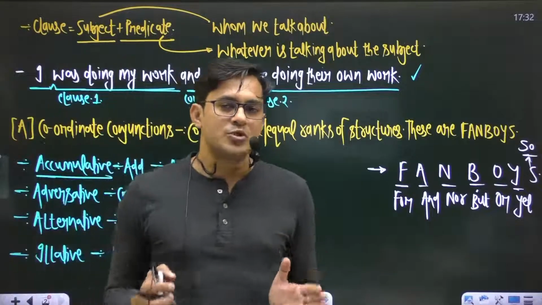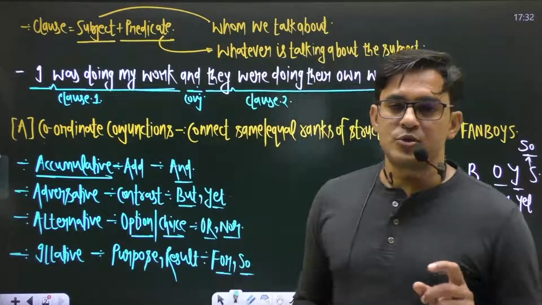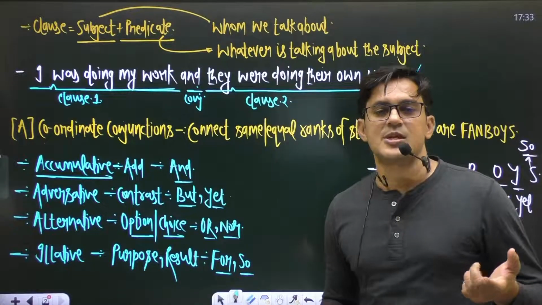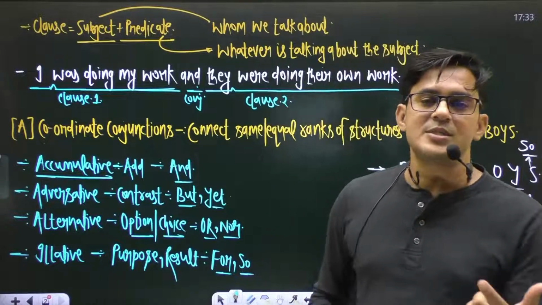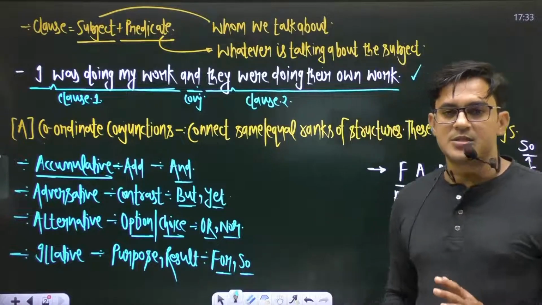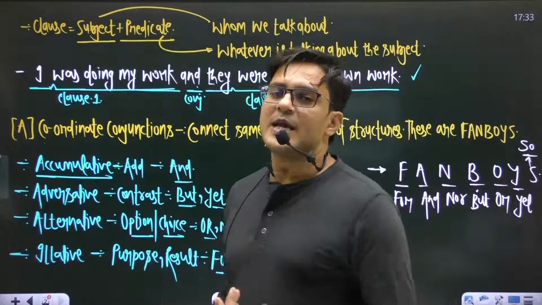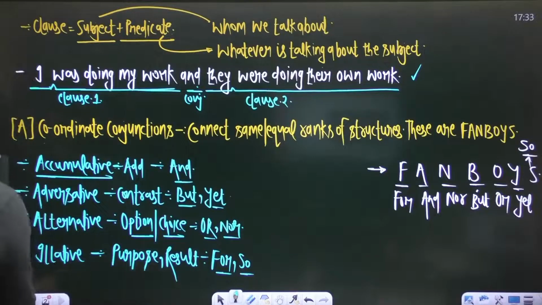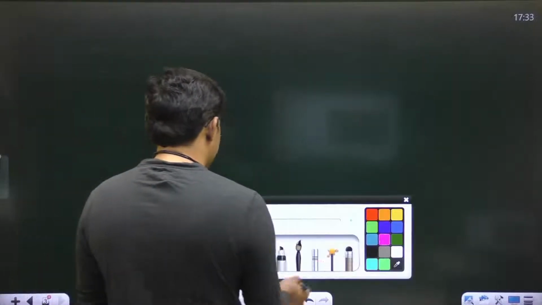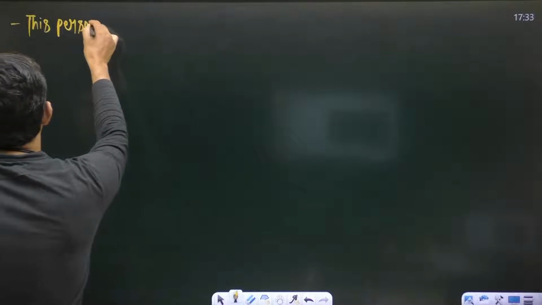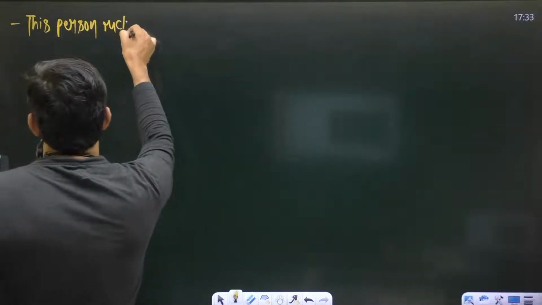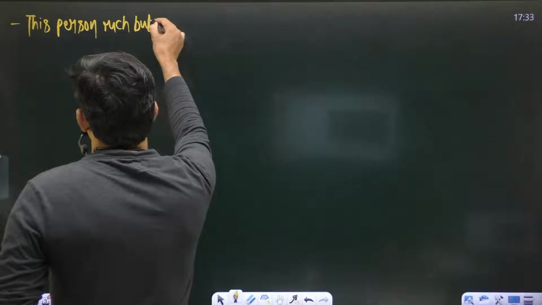This is the most important concept, and make sure students usually commit mistakes while dealing with coordinate conjunctions. So let us learn how these conjunctions work in a sentence, in language, or in any exam. Let us take some examples. The first one: this person is rich but miser.